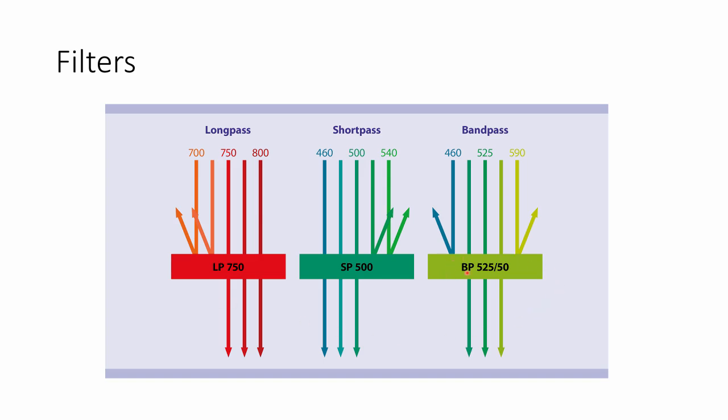A band pass, on the other hand, allows only light of a certain band of wavelengths to pass through. The band here is 50 nanometers as shown by that slash, which means 25 nanometers below and 25 nanometers above 525, or simply from 475 to 525. This is a little tricky, so make sure that you get it. You are sure to get this question one way or another.